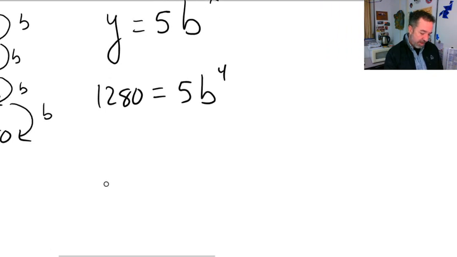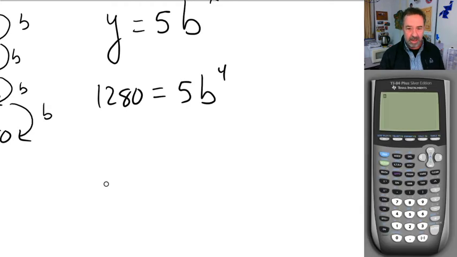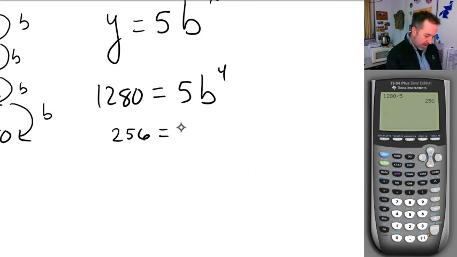To solve for b here, I'm going to divide both sides by 5. Let me grab the calculator. So I've got the 1280, and I'm going to divide that by 5. When I do that, I get 256. So I have 256 is equal to b to the 4th power.